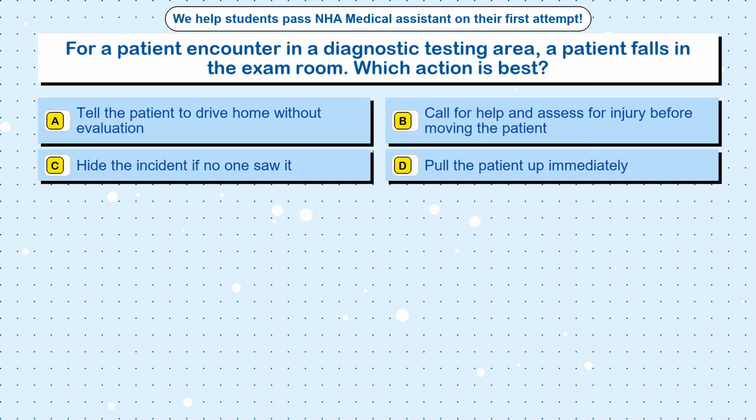Question 91. For a patient encounter in a diagnostic testing area, a patient falls in the exam room. Which action is best? Option A, tell the patient to drive home without evaluation. Option B, call for help and assess for injury before moving the patient. Option C, hide the incident if no one saw it. Option D, pull the patient up immediately.